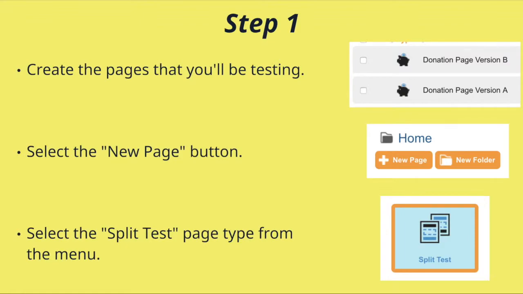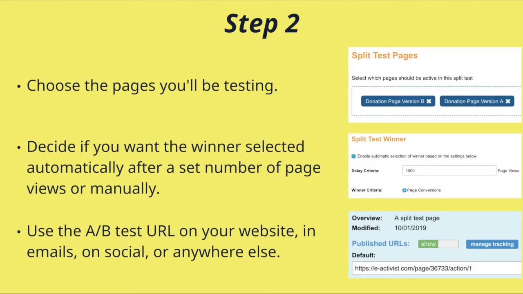So to set these up, the first place to start is to create the pages you'll be testing. So you'll have donation page version A and donation page version B. Then you'll go to the new page button in the Engaging Networks page builder, and you'll select the split test page type from the menu. It'll allow you to select the pages that you want to be testing.